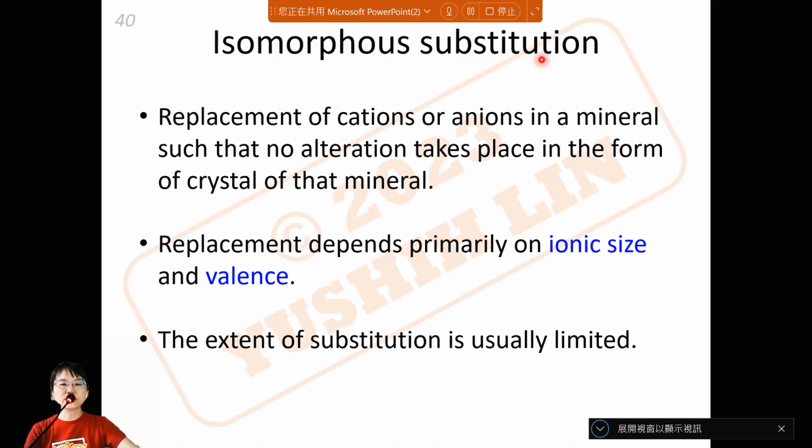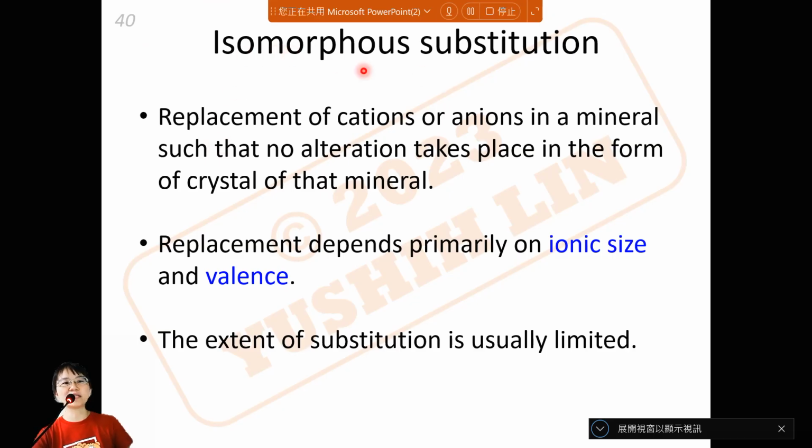Isomorphous substitution. We will come back to this concept several times. Its definition is replacement of cations or anions in a mineral such that no alteration takes place in the form of crystal of that mineral. If you replace a small brick in your body, this will work as long as the skeleton is strong enough. However, if the difference between the original brick and the new brick is too much, the whole skeleton will break.